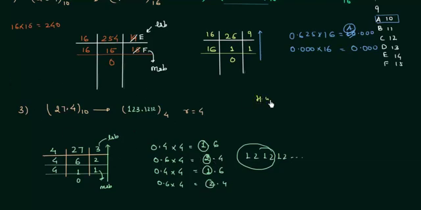Now we will move to the homework problem. The decimal number is 25.625. This is in decimal, and you have to find out the equivalent when base is 4. This is the homework problem.